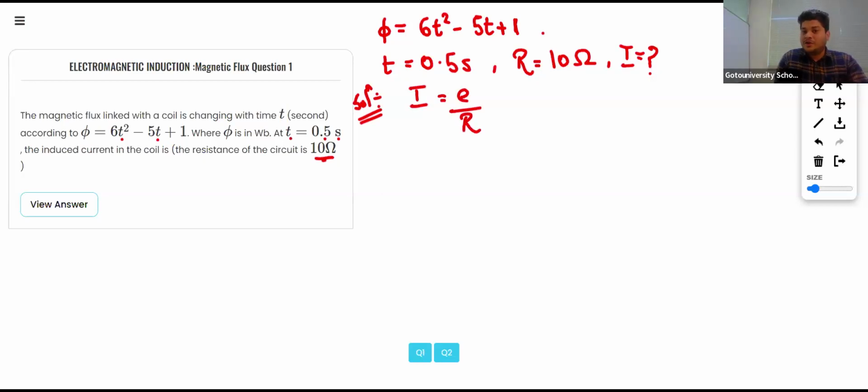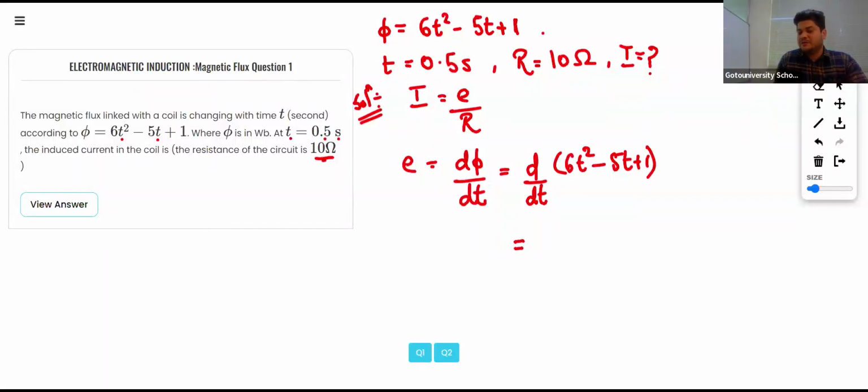We have R. We don't have E, but we have the formula for E. What is E? E is d phi by dt, the rate of change of flux. That means d by dt of phi. Phi is 6t square minus 5t plus 1. So 6 is a constant and will come out. The derivative of t square is 2t, and of 5t it is only 5. So 6 twos are 12t minus 5. E is 12t minus 5.